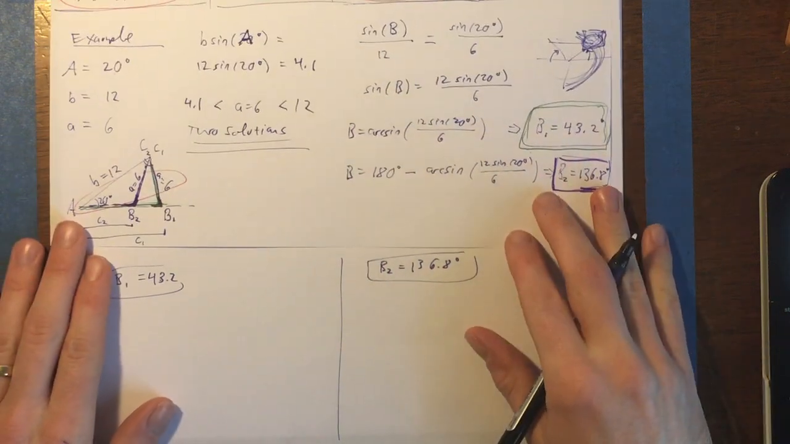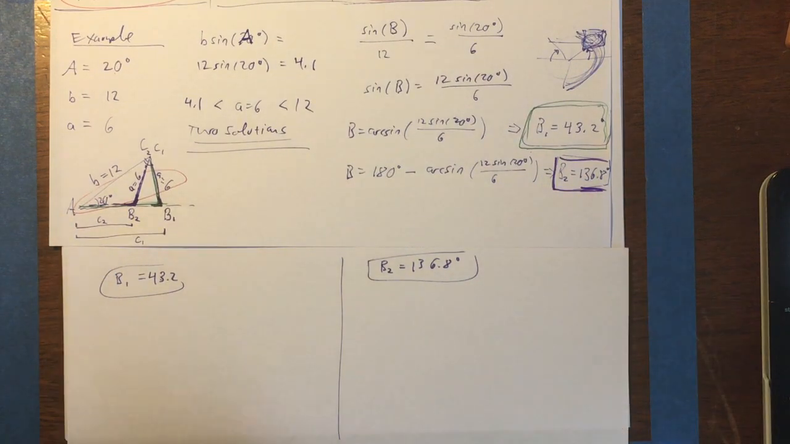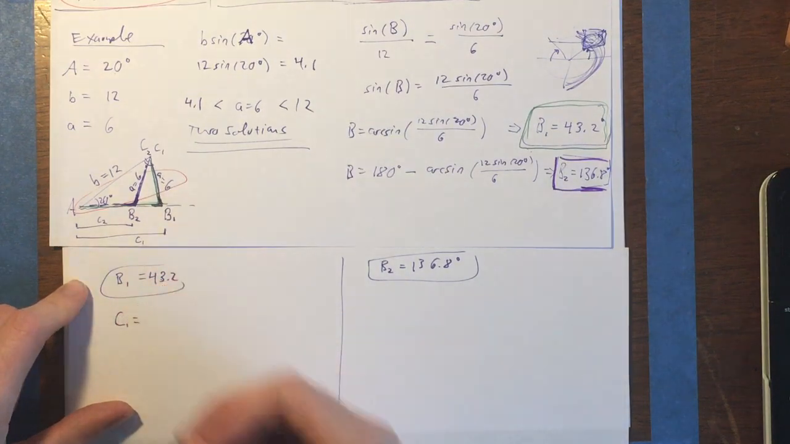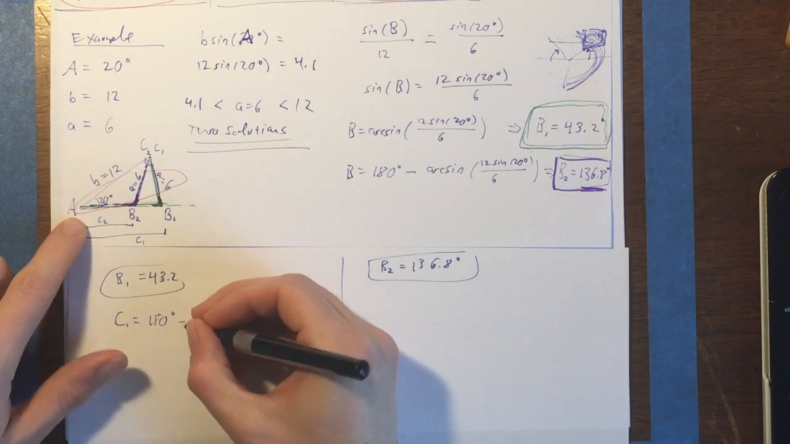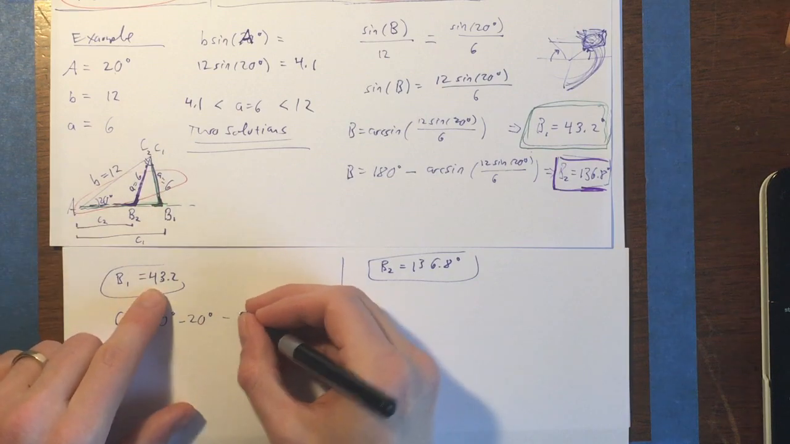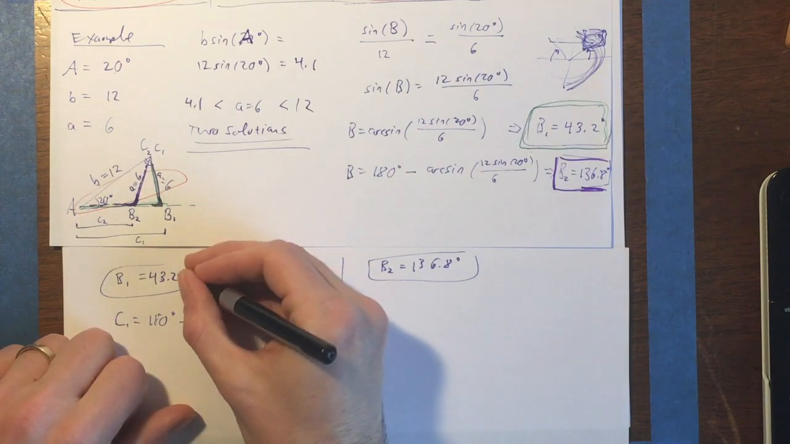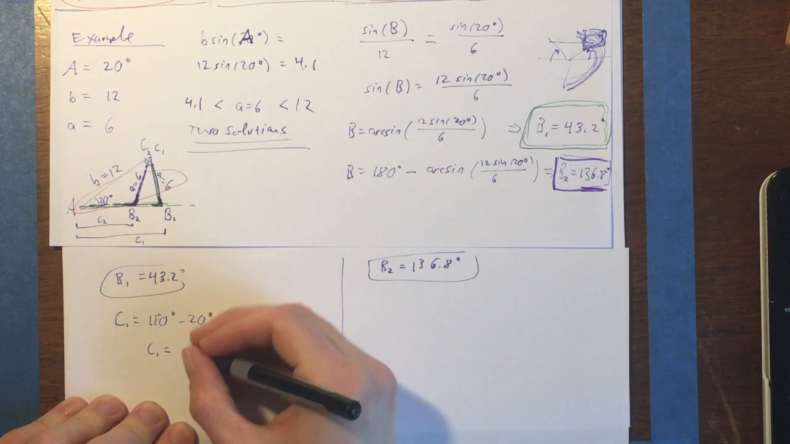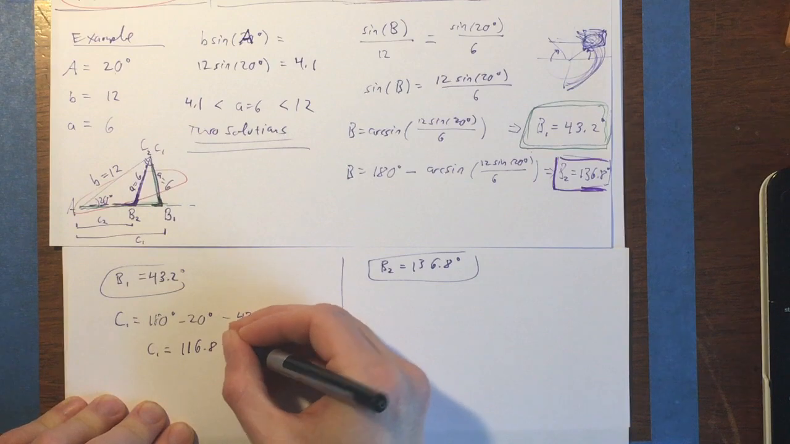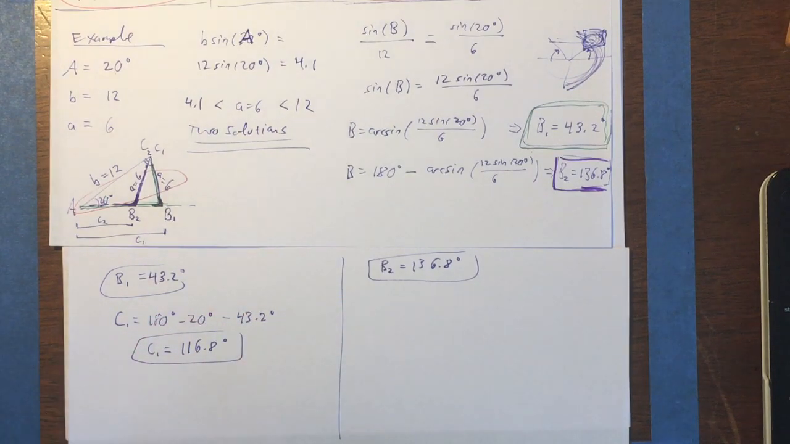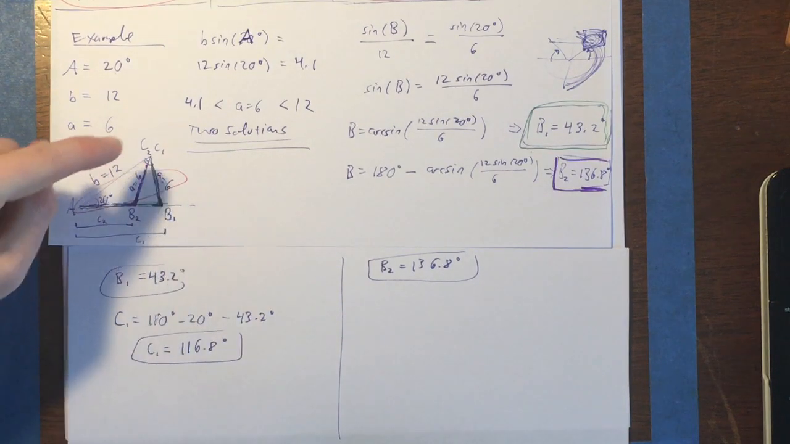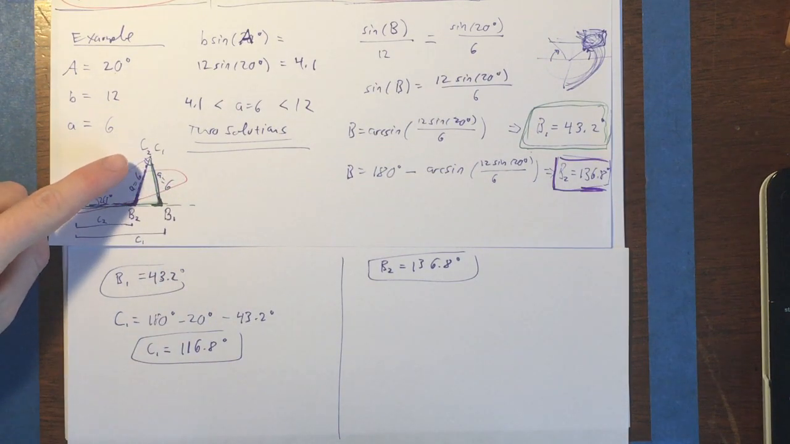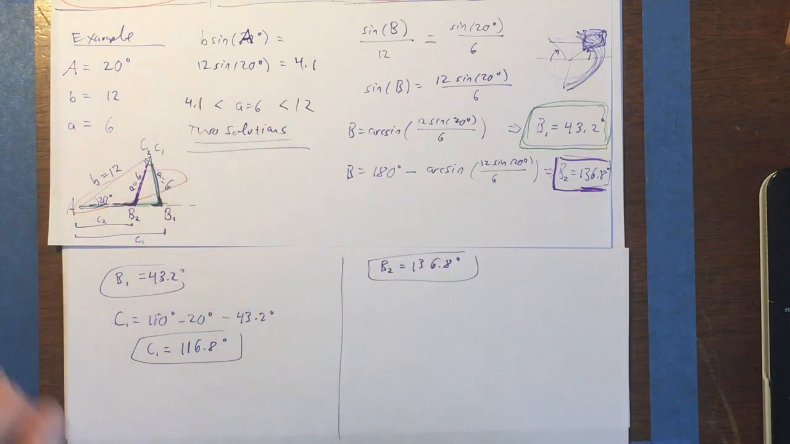Okay, so for the B1 case, now that we've solved for B1, now it makes sense to solve for C1. So angle C1 is going to be 180 degrees minus the 20 degrees from angle A and minus this 43.2 degrees from angle B. So that gives us C1 equals 116.8 degrees. So that's the first possibility. And with B1, it makes sense that C1 would be larger because it's got to stick out to the right over here.